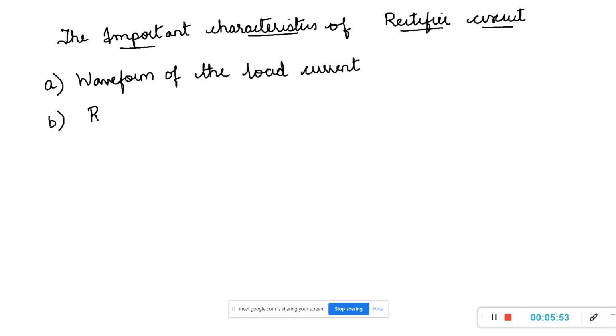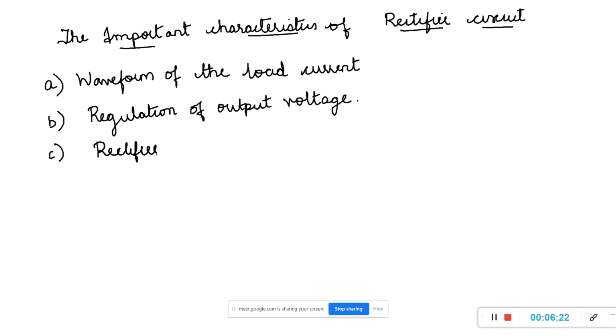Next is the regulation of output voltage. So we need to analyze the output voltage also, and it is known as regulation, means monitoring the output voltage. It is also very important to study the effect on the output voltage. Third one is the rectifier efficiency. How efficiently it conducts. Rectifier efficiency is a terminology which indicates the performance of the rectifier circuit.